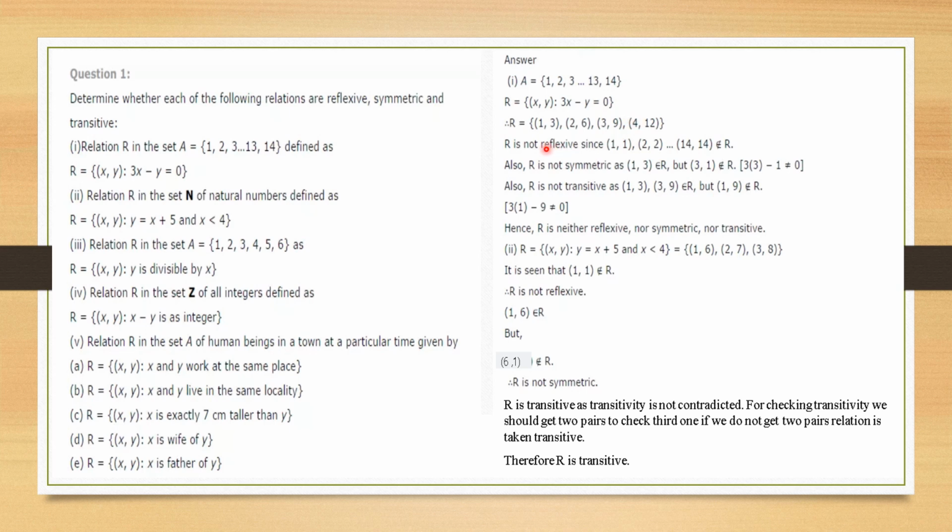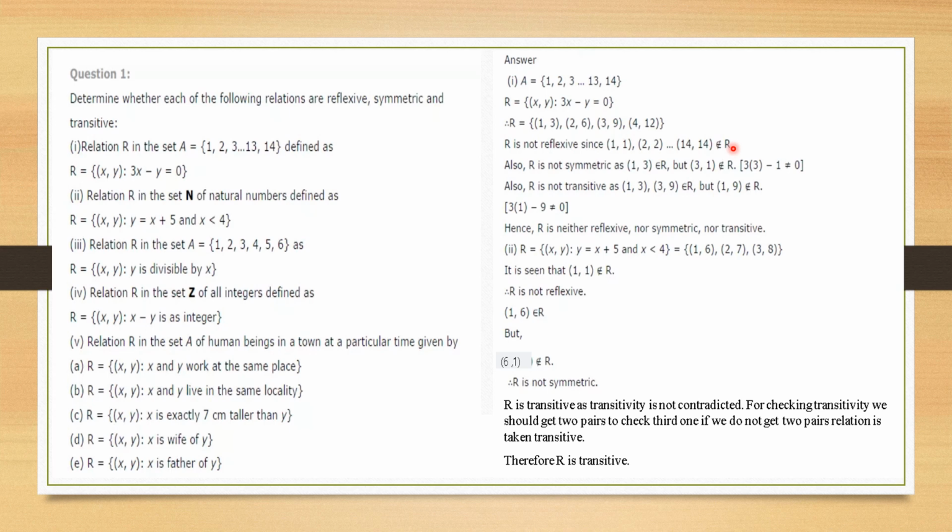Now it is not reflexive. Can you find (1, 1), (2, 2), (3, 3), (4, 4) or (14, 14)? You're not finding any one of them. And dear students, please remember, even if you have some pairs but some one particular element is not related, it fails, because all the elements of the set should be related to themselves for reflexivity. Here, none of (1, 1), (2, 2), and so on up to (14, 14) belongs to R, so it is not reflexive.